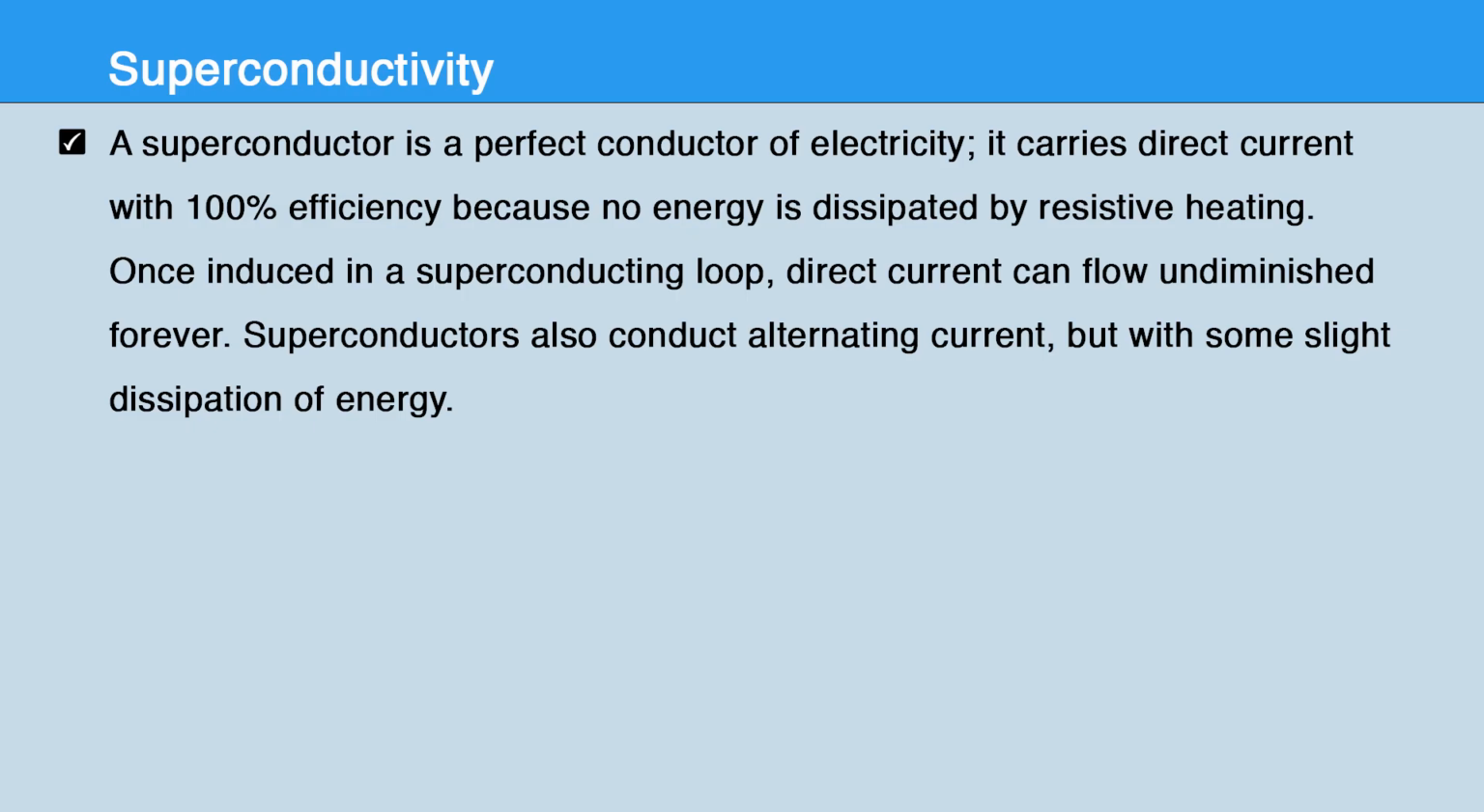A superconductor is a perfect conductor of electricity. It carries direct current with 100% efficiency because no energy is dissipated by resistive heating. Once induced in a superconducting loop, direct current can flow undiminished forever. Superconductors also conduct alternating current, but with some slight dissipation of energy.